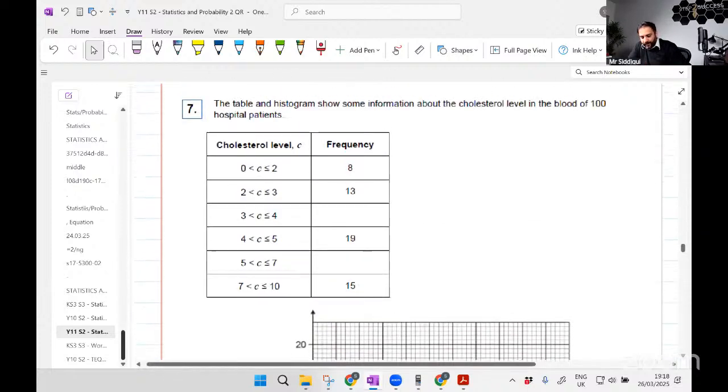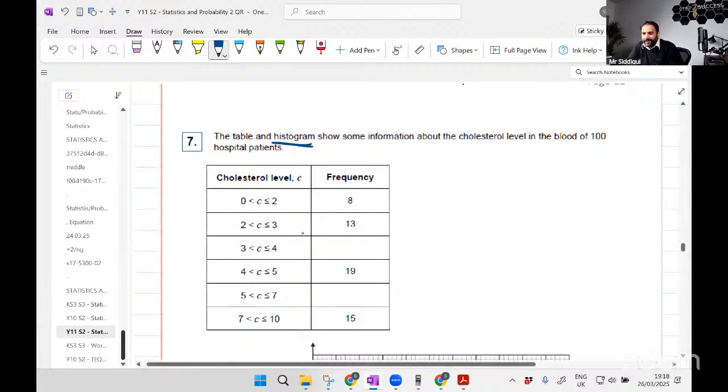Remember, as soon as you see a question about a histogram, the thing to think of is frequency density.